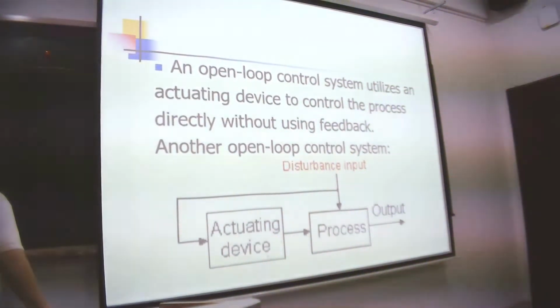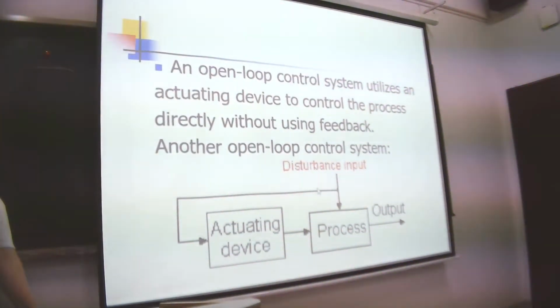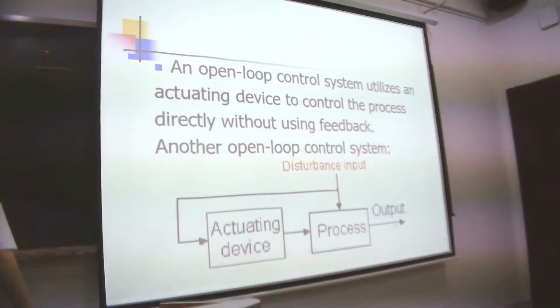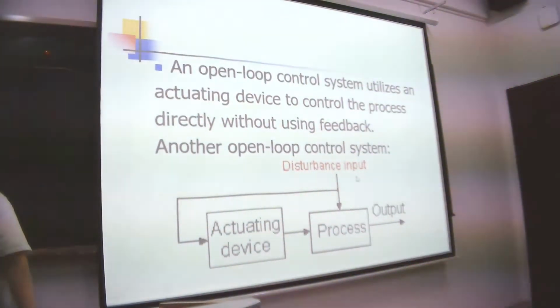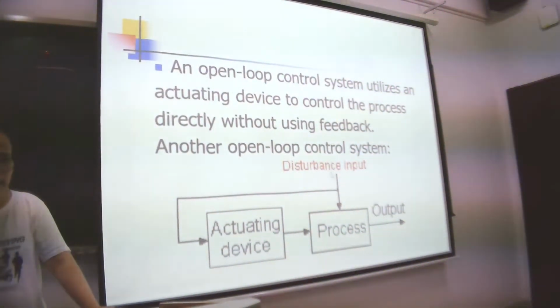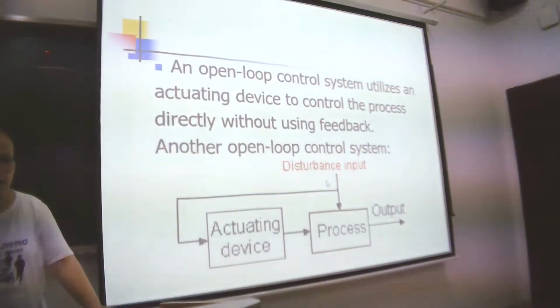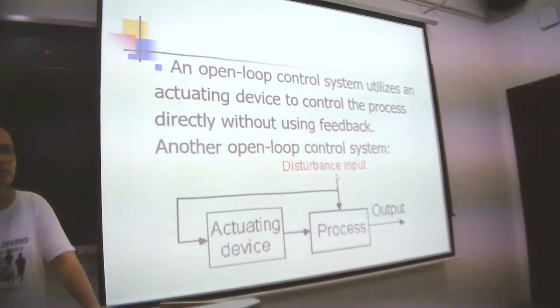Let's see, for this process there is an actual device, and there is also a disturbance input. This input disturbs the process, and the output is not what we want. So the disturbance input is not what we want, and in many amazing devices we should try our best to make this disappear.